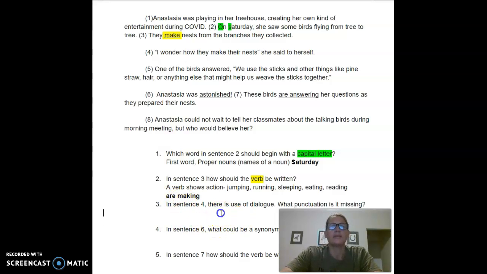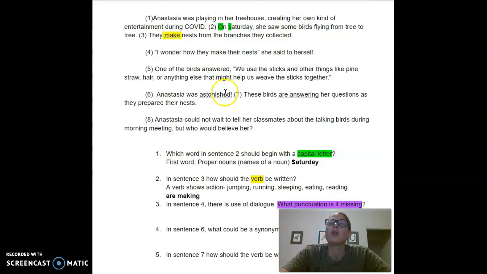All right, now we're moving on to sentence 4. Sentence 4 says, "I wonder how they make their nests," she said to herself. They're asking us about the dialogue. They use dialogue, and you see that with the quotation marks. And they want to know what punctuation is missing. Now, we've been working a lot with dialogue lately.